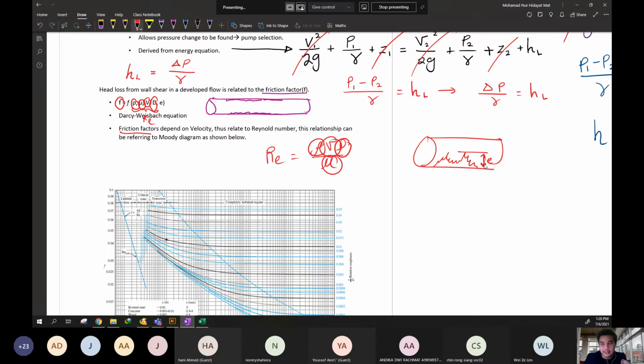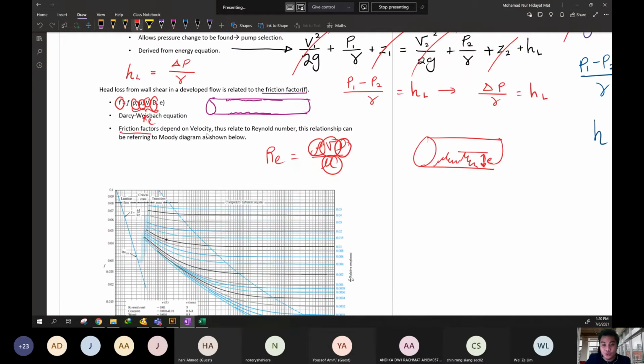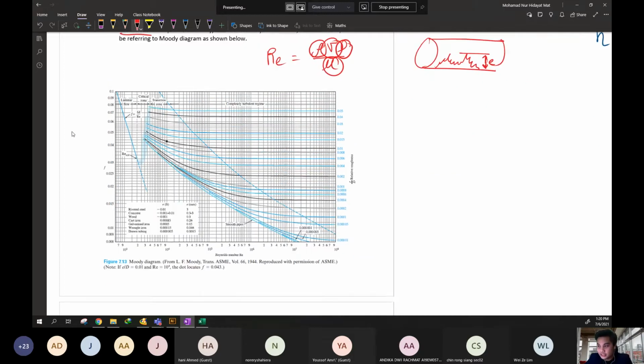Okay, so far you understand what is meant by f, rho, U, Vd and E. So how do we get the friction factor? The Darcy-Weisbach equation led to the Moody chart. Okay, this is what we call a Moody chart.